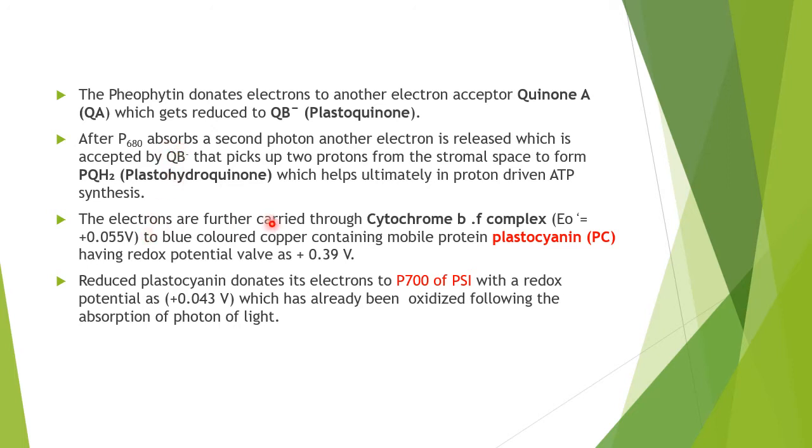The electrons are further carried through the cytochrome Bf complex, as we have seen in the figure, and then passed on to plastocyanin as per the redox potential. The reduced plastocyanin donates its electrons to P700, which is also located in the non-appressed portion of the thylakoid membrane, that is P700 or pigment system 1, and that has already been oxidized following the absorption of a photon. As I have mentioned, two systems are simultaneously taking the two photons, that is, both the systems are excited at the same time.